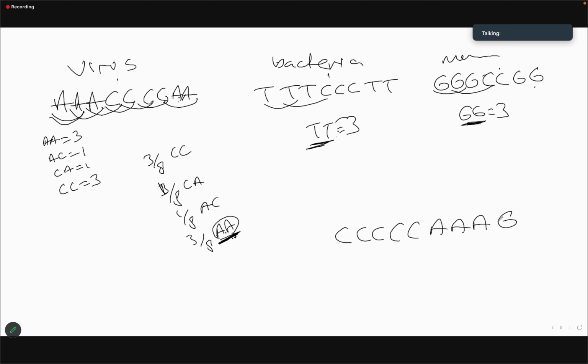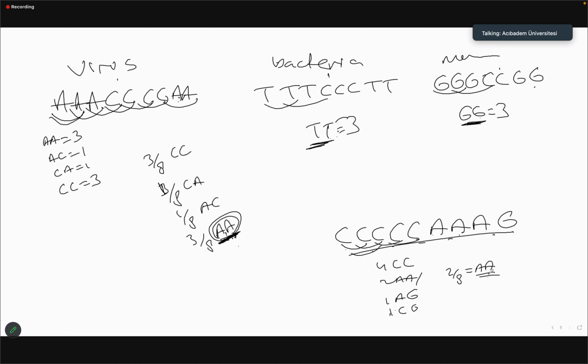So, which sequence does this one belong to? When you identify the motifs, which two-letter words are in abundance in viruses and bacteria, then you look at your composition. This one has 1, 2, 3, 4 CC, 1, 2 AA, and 1 AG, and 1 CA. So 2 out of 8 is AA composition.